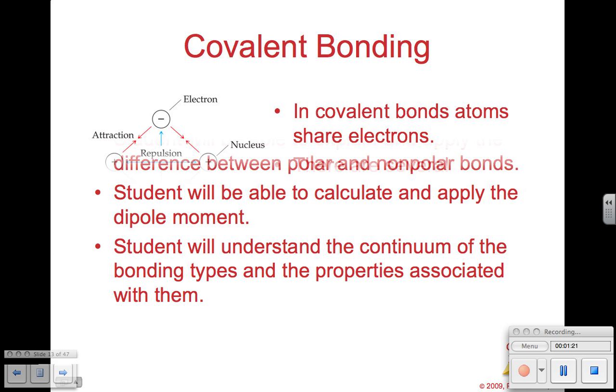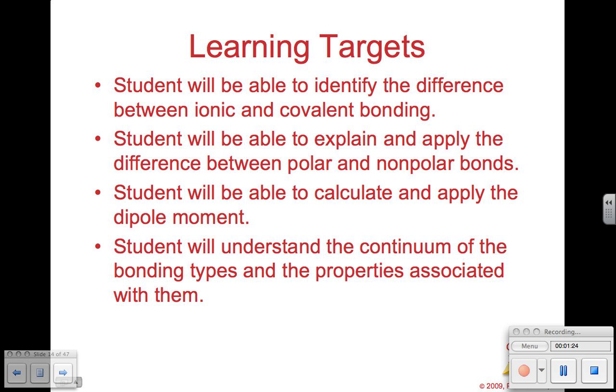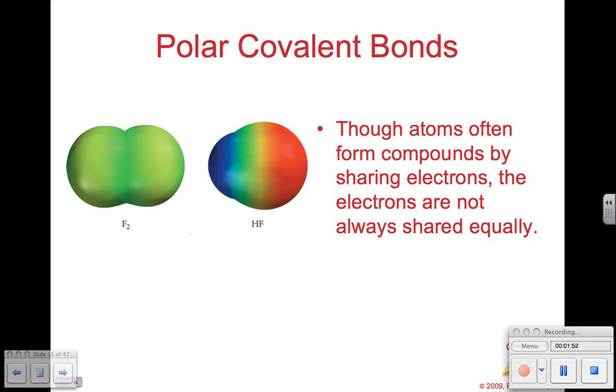So my hope for this section of the textbook will be that by the end you'll be able to identify the difference between an ionic and a covalent bond, that you'll be able to explain and apply the differences between polar and non-polar bonds. What's the difference and why is that important? How does it come into play in chemistry? And you'll be able to calculate and apply the dipole moment of a covalent bond, as well as understand the continuum of the bonding types and the properties associated with them.